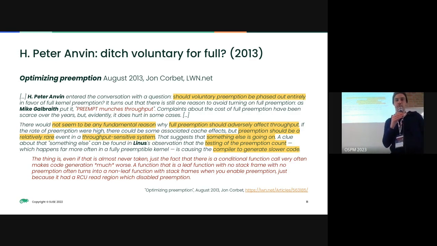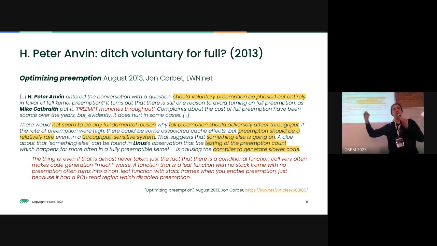And anyway, Jonathan goes on and says, there would not seem to be any fundamental reason why full preemption should adversely affect throughput. If the rate of preemption were high, there could be some associated cache effects, but preemption should be a relatively rare event in a throughput-sensitive system. That suggests that something else is going on. And then Linus Torvalds said, okay, you know what?